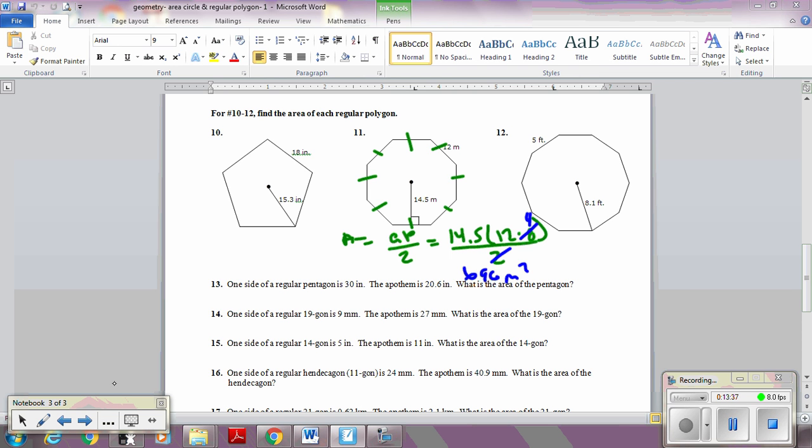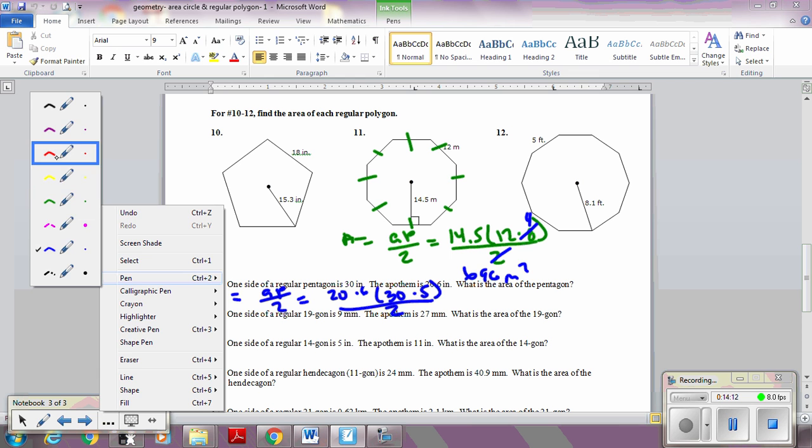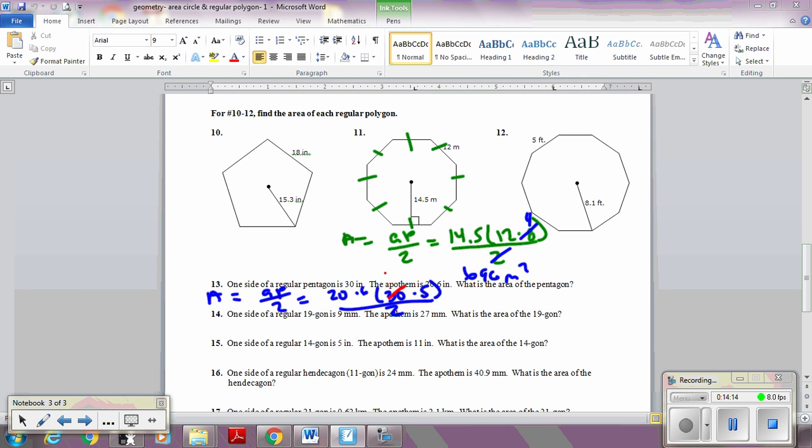Number 13 says one side of a regular pentagon is 30 inches. The apothem is 20.6. What is the area? So again, area is equal to apothem perimeter divided by 2. So the apothem is 20.6. The perimeter can be found by taking 30 times 5 because it's a pentagon, and that is all over 2. To cut out my calculator keystrokes, I'm going to divide 30 by 2 because it's even, which will give me 15. And the 2 would disappear.